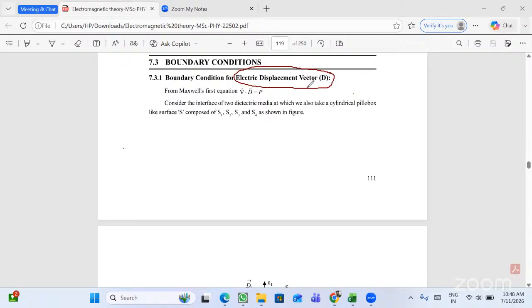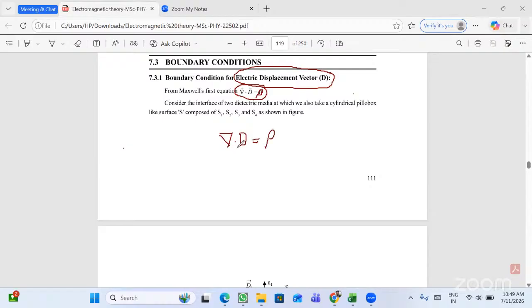So in order to derive this boundary condition for electric displacement vector, we will be using Maxwell's equation. That is the first Maxwell's equation: del dot D is equal to rho. Actually, it is not P. Del dot D is equal to rho. It is written as a P, but you make the correction in your books. So it should be del dot D is equal to rho. This is the first boundary condition.